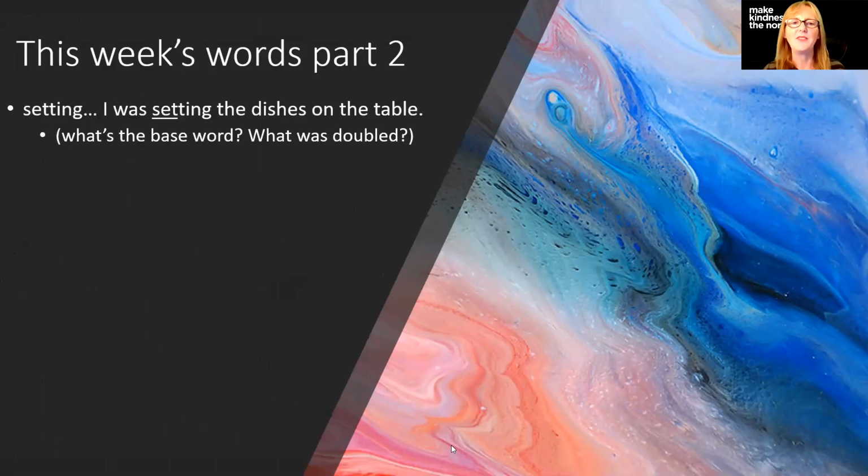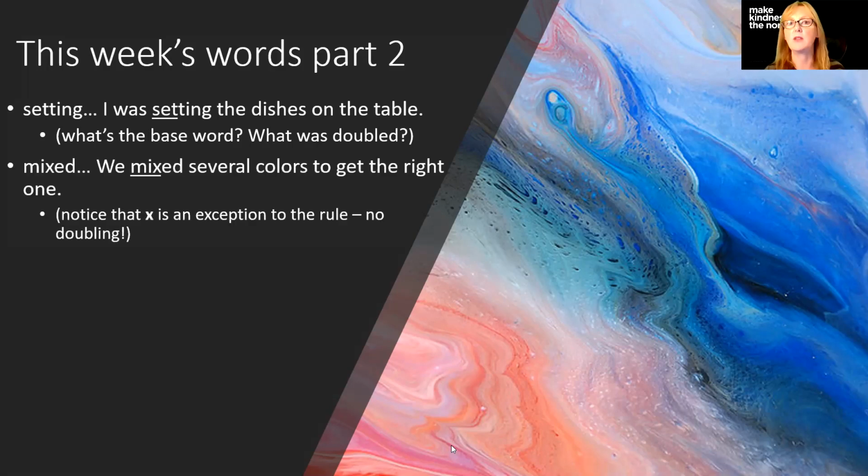So setting. I was setting the dishes on the table. What's the base word? Set. Do we double it? Yeah: one syllable, one vowel, one consonant following the vowel. The ending starts with a vowel, ing.